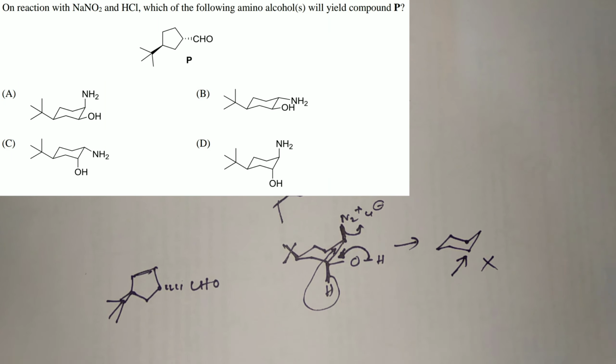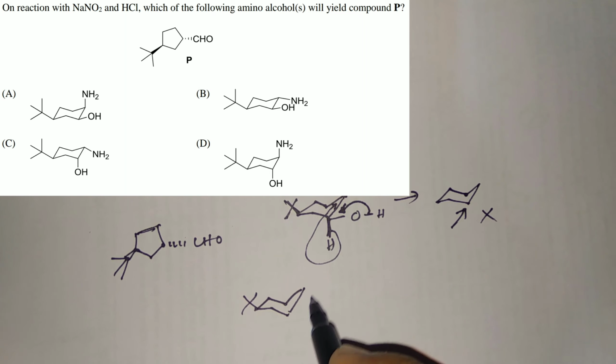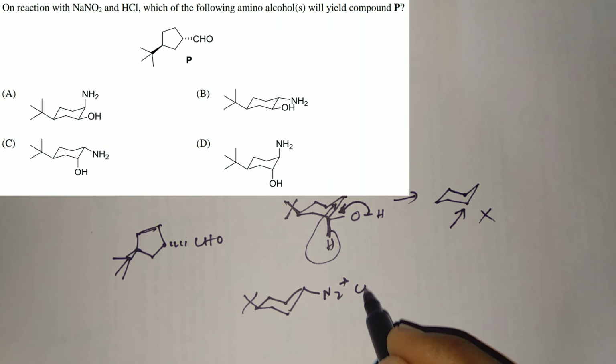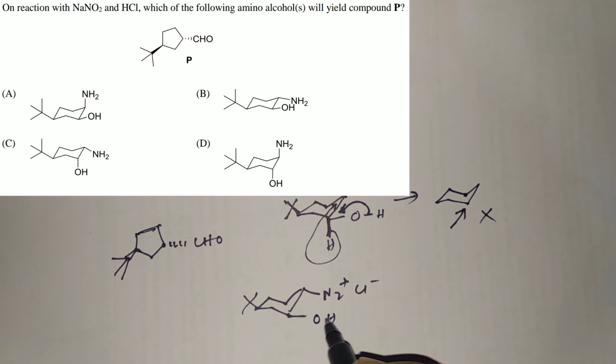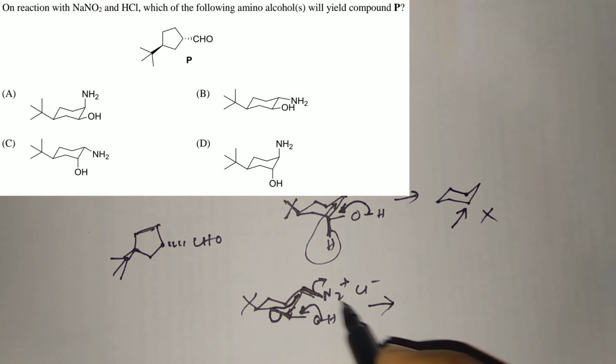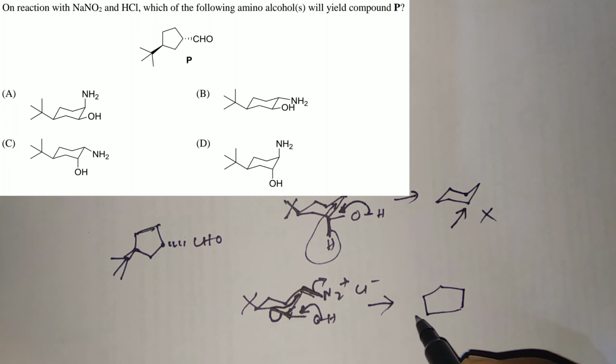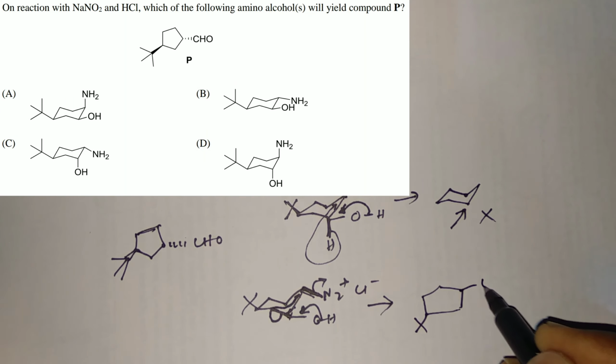Next, coming to option B. Option B says like this. And finally, this is N2+ Cl-, and here is OH. So this is the leaving group. So we need to find the anti bond, that is, the bond parallel to it, of course. So first this will break, and then this bond will shift towards here, and this will be detached by this bond. Then a 5-member ring will form, and the other group will be CHO.